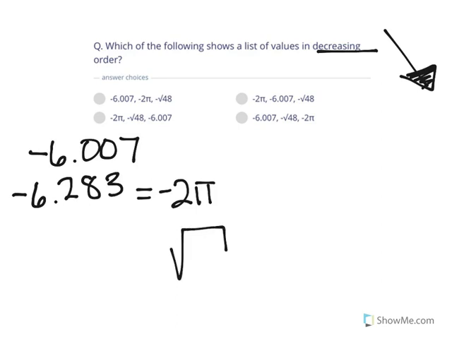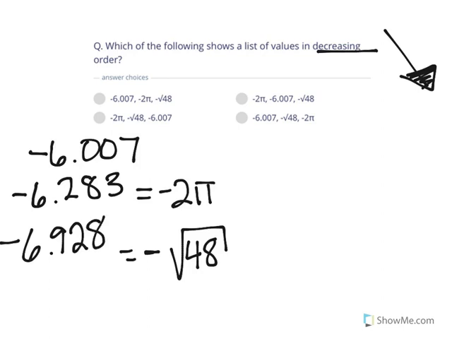And then I have negative square root 48. So a negative, control, square root, 48, enter, -6.928. Now that they're all decimals, I can order.